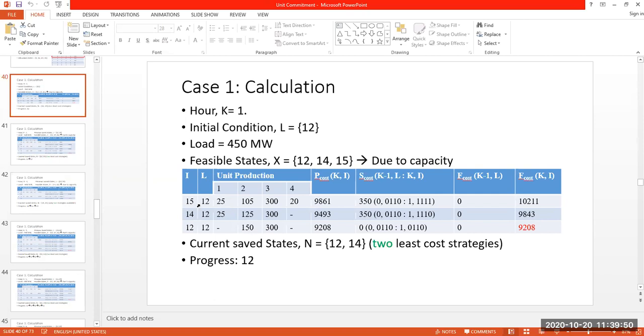Then what was our initial state? Initial state was 12, so we list it here. And what are the feasible states? They take the value from X. So this is one of the probable I, this is the next probable I, and this is another probable I. So all these 3 feasible states I list here, 12, 14, and 15. I take my current state here in L, 12, 12, and 12.